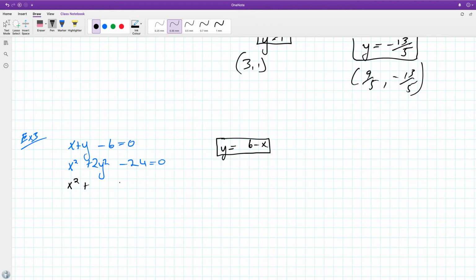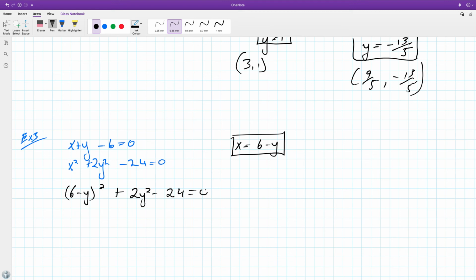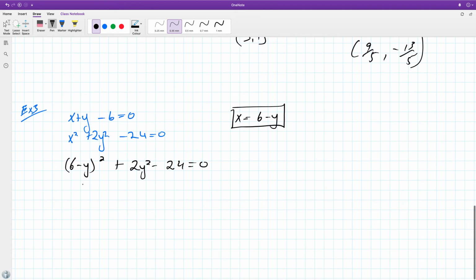x squared plus... we said we're solving them for x, didn't we? x is equal to 6 minus y. Sub it into our bottom line. That is (6 minus y) squared plus 2y squared minus 24 is equal to 0. Square the first, 36, twice the first by the second, minus 12y, plus y squared, plus 2y squared minus 24 is equal to 0. You all happy with that so far?